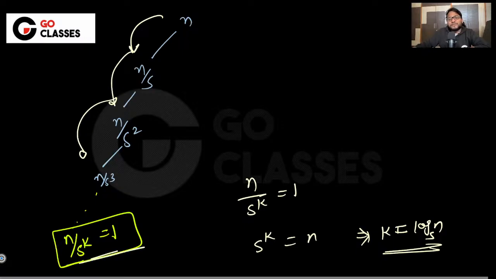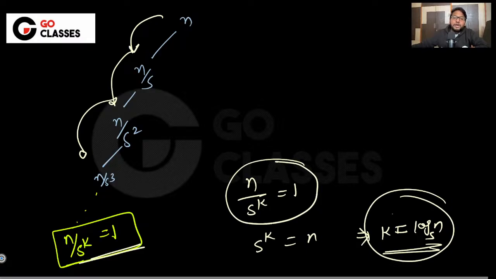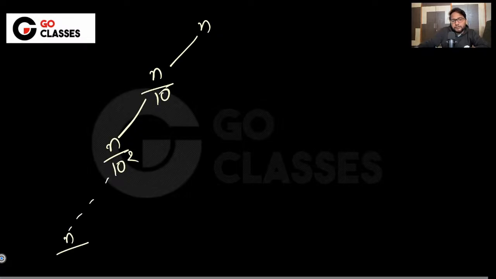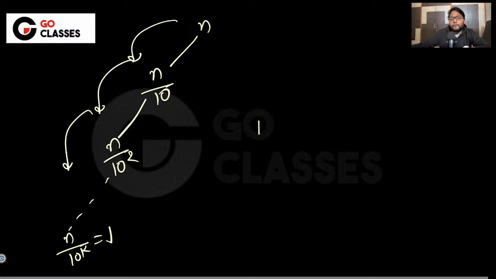Which is 1. So that's why you can say that k is log base 5 n, right? So if you divide by 5, then ultimately the number of levels here will be log base 5 n. Now similarly, if you divide by 10, after how many steps will you be hitting 1, which means 10 to the power k is n? If you keep on dividing by 10, then it will be log base 10.